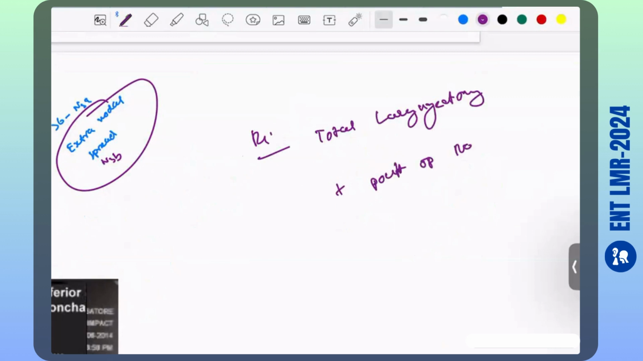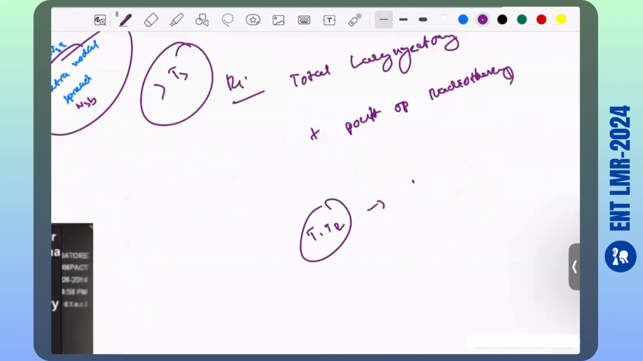This is for T3, more than T3 you should do this. If it is T1, T2 now, you do only radiotherapy, you should preserve the voice. Okay, very important. Carcinoma larynx.